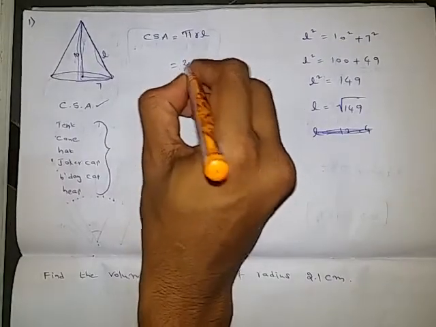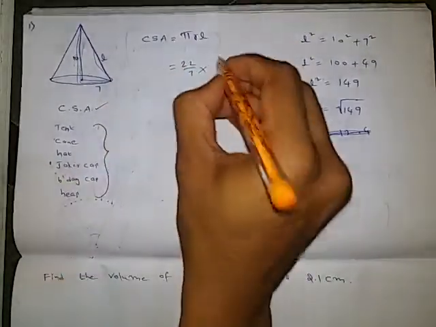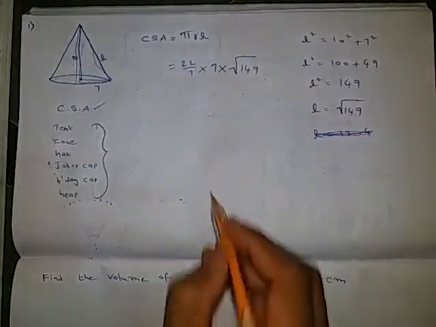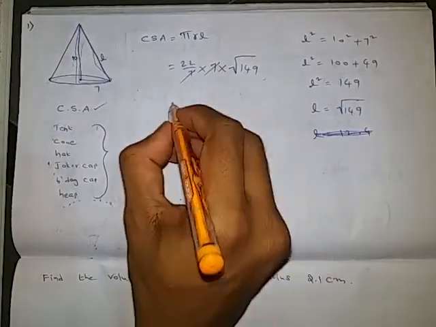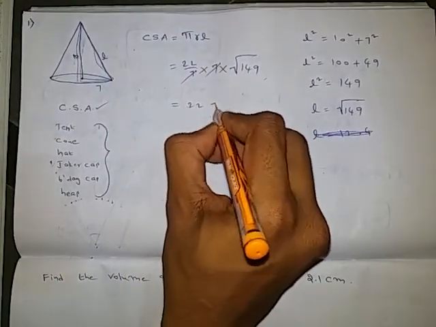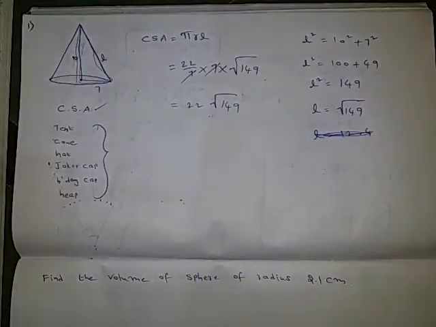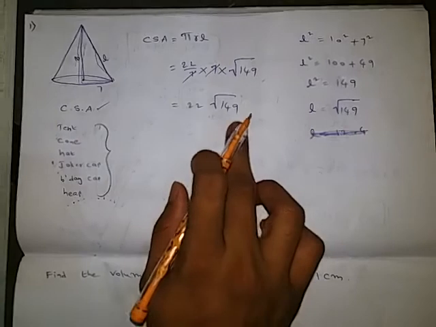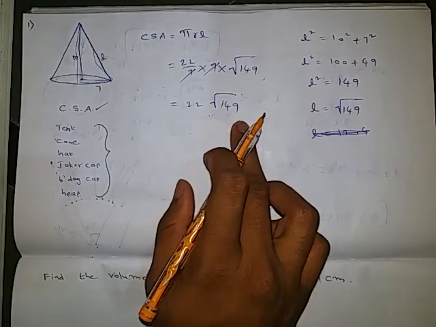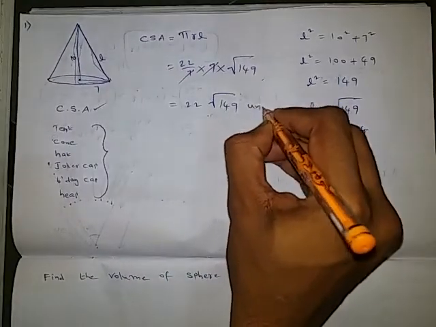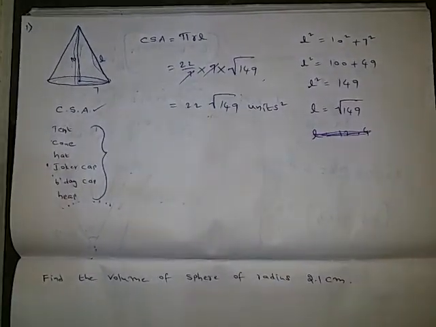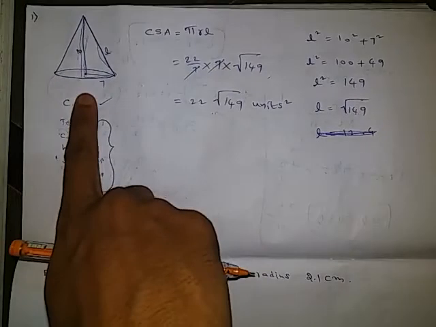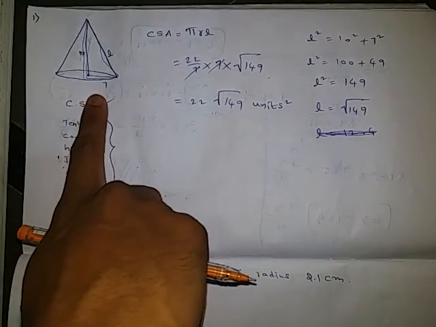So here pi value 22 by 7 into radius is 7 into slant height is under root 149. So here 7 will get cancelled. So we remain with 22 into root 149. If all the measurements are in centimeters, this will become centimeter square. If they didn't mention anything about the units, you write it as units square or square units. Next, if they mention the figure clearly, no problem at all.